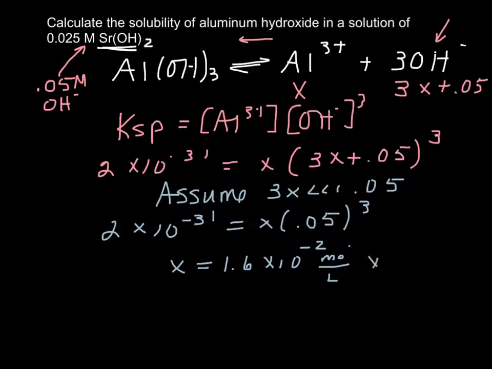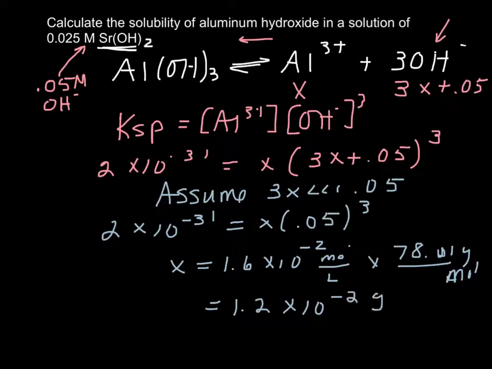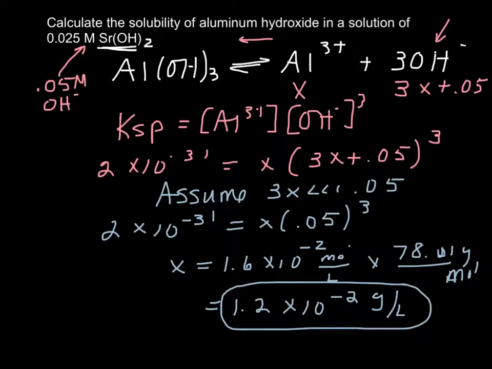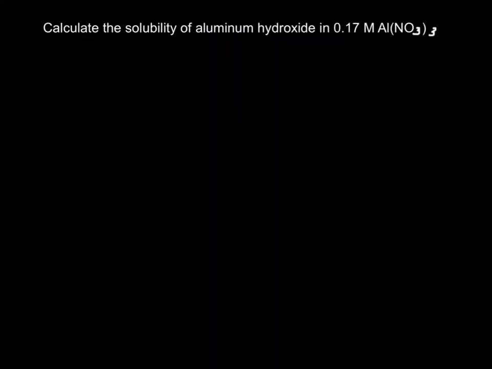I asked you to go ahead and change it to grams per liter, so we'll do that. Grams per liter, that's moles times molar mass. So that's going to come out to be 1.2 times 10 to the minus 25 grams per liter. Now, if you remember from the last slide, the solubility in pure water was 7 times 10 to the minus 7. And this is 1 times 10 to the minus 25. So the presence of this common ion made aluminum hydroxide a lot less soluble. So let's try one more.